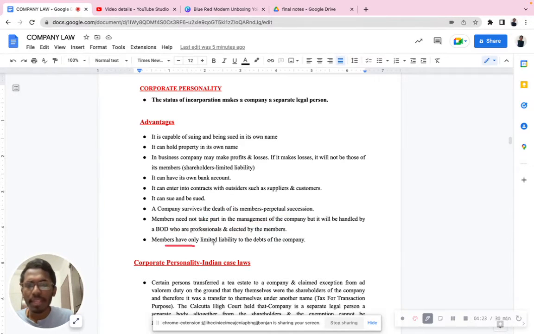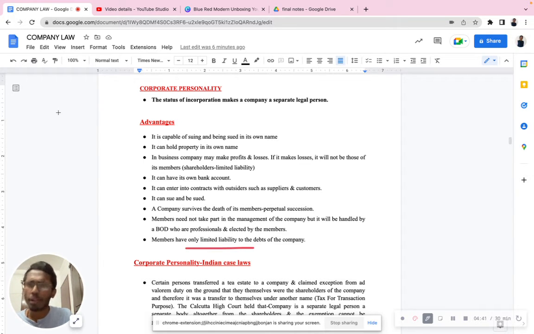Now, members have only limited liability for the debts of the company. Very simple. So, members have only limited liability for the debts of the company, whereas in a partnership, they are held completely liable for the debts as well as in other factors. So here the members' liability is very limited.